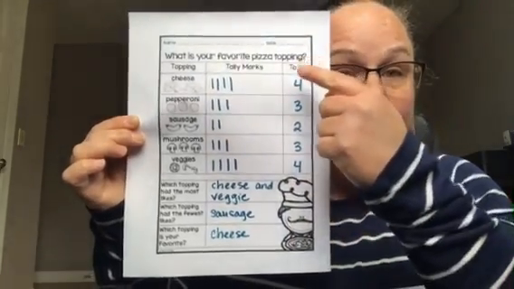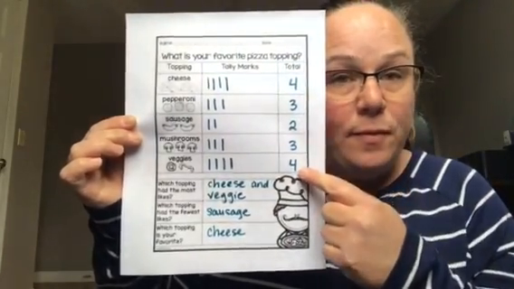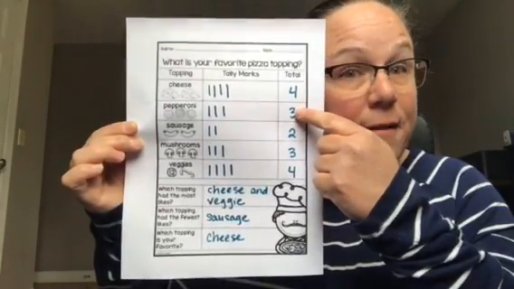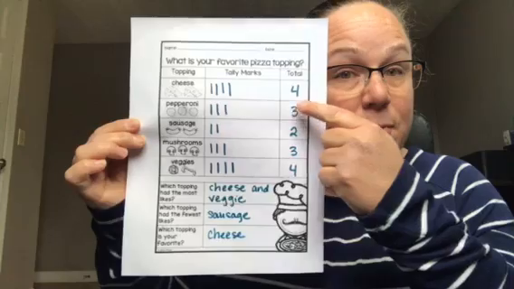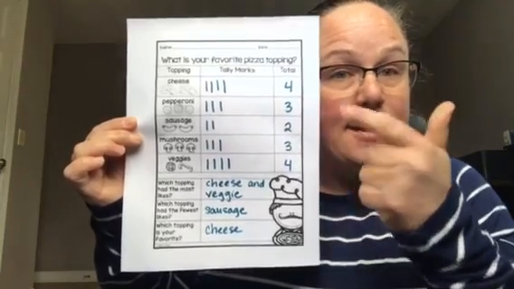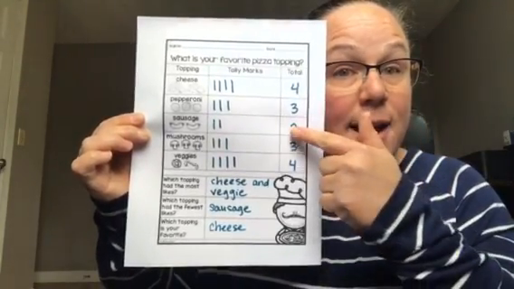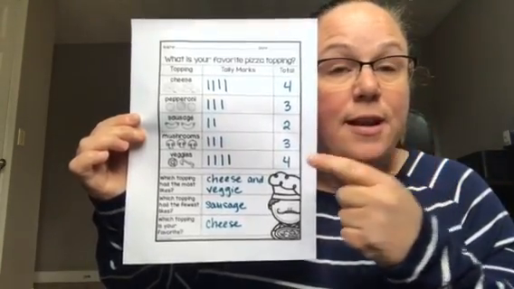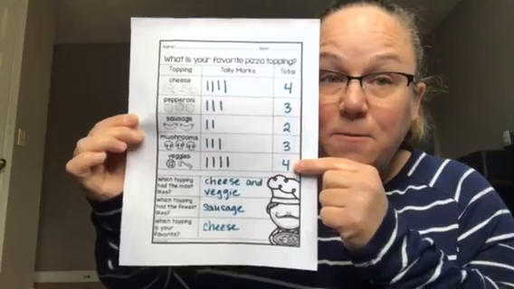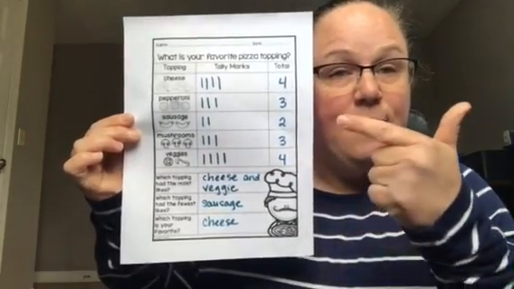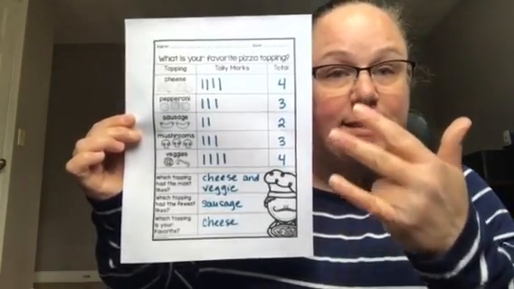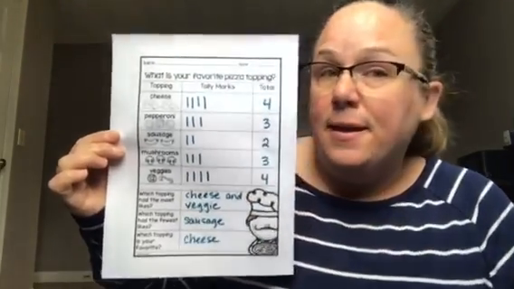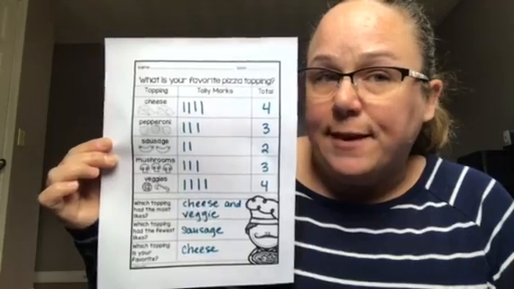You could also add up our total here. So my total here is 4 plus 3 is 7. And then 7 plus 2 is 8, 9. And then 9 plus 3 is 10, 11, 12. And then 12 plus 4 is 13, 14, 15, 16. So the total in my column here would be 16. So there's a lot you can do with graphing.